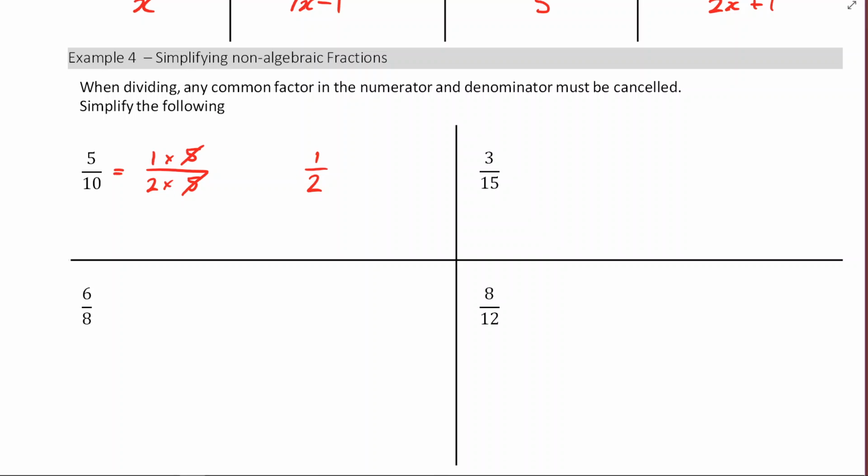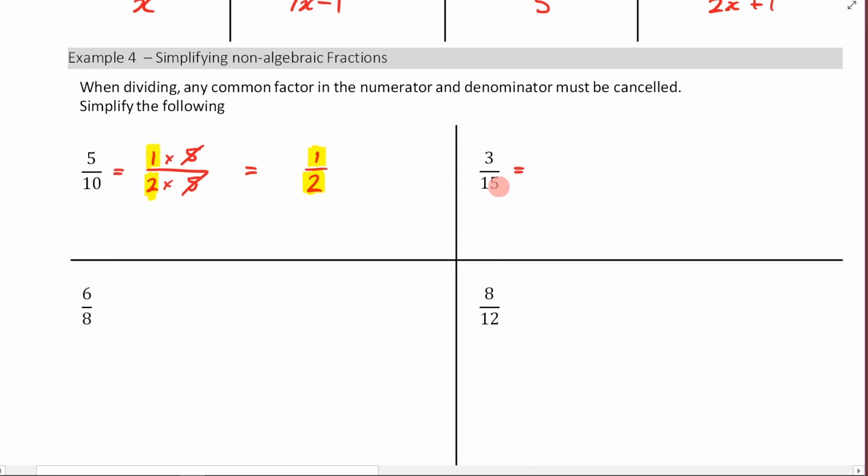Now, what does that leave me with? That leaves me with a 1 in the numerator and 2 in the denominator. And that's how I got 1 here and 2 here. So that is how it works. We're just cancelling out any common factors in my numerator and denominator. Let's do the next one.